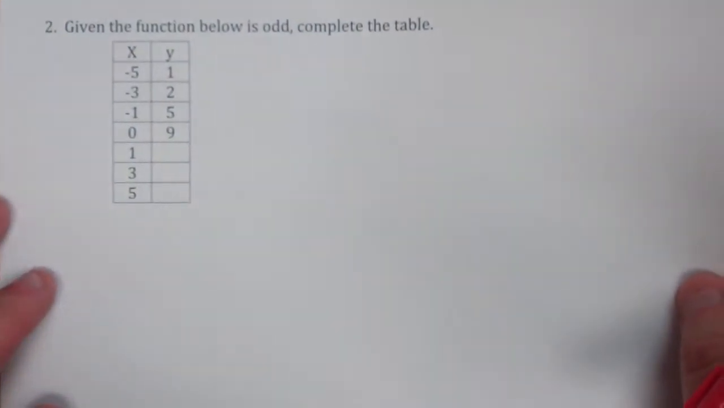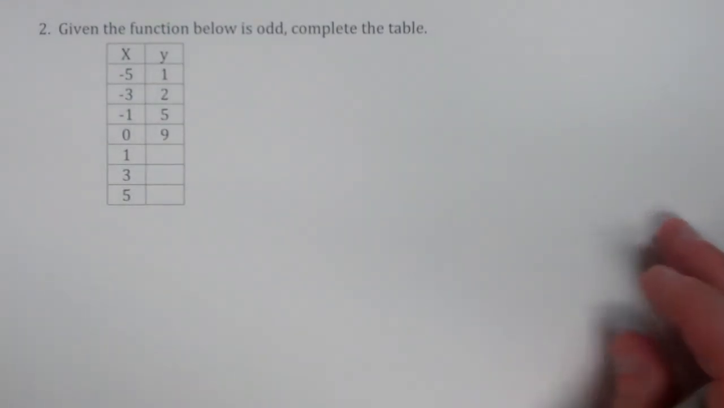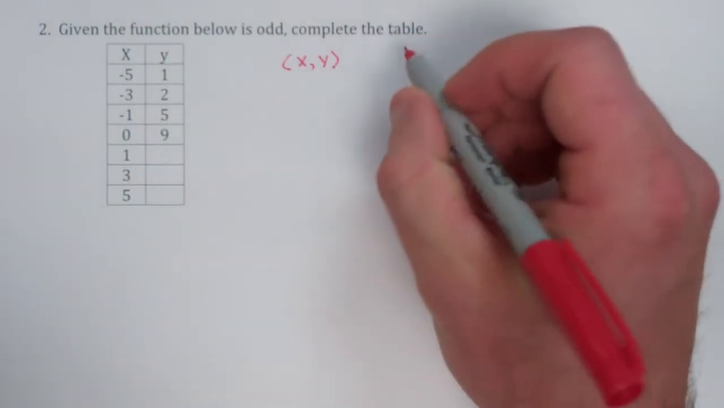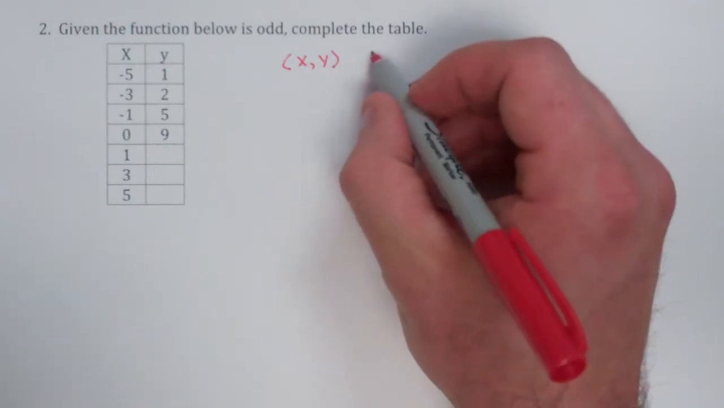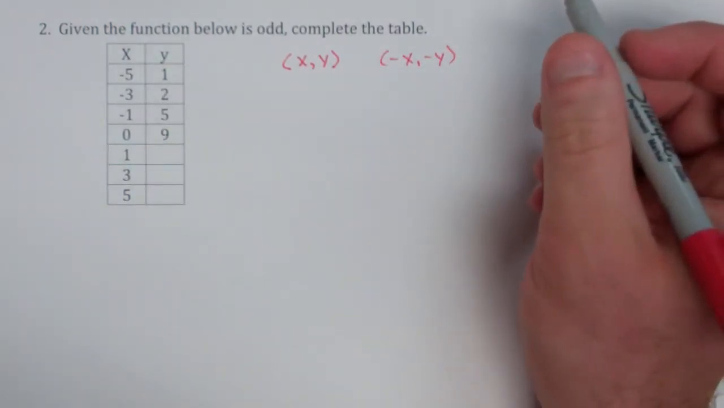Let's take a look at another example. Number 2 says, given the function below is odd, complete the table. So remember, what we know about a function is if there is some x comma y on the function, then negative x, negative y is also on the function.